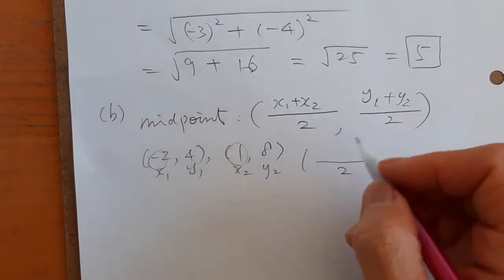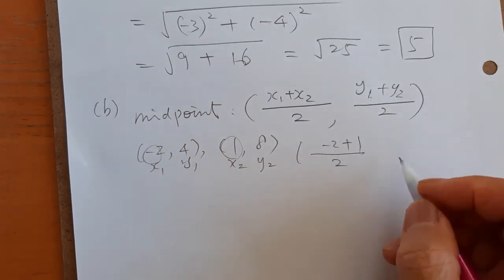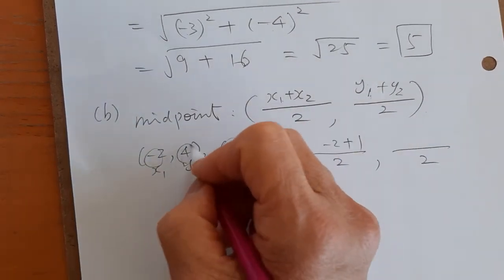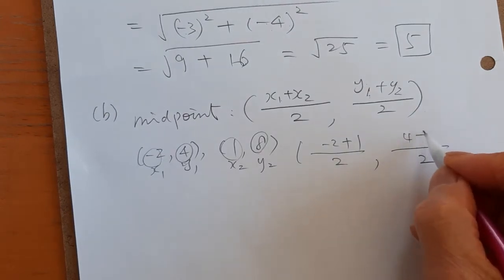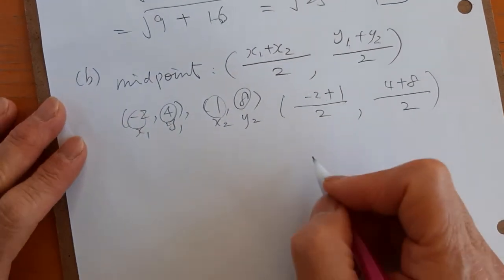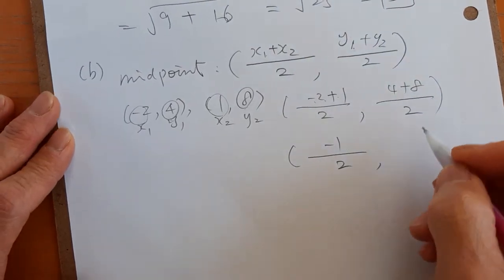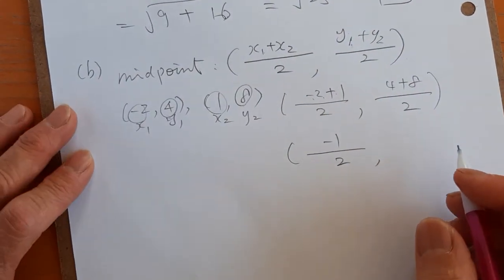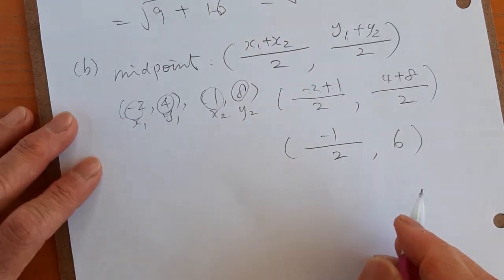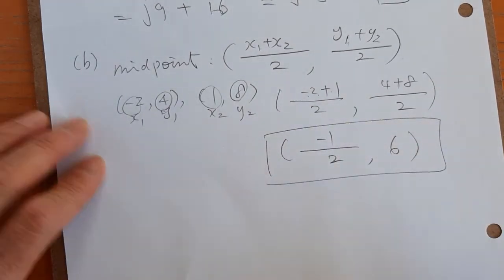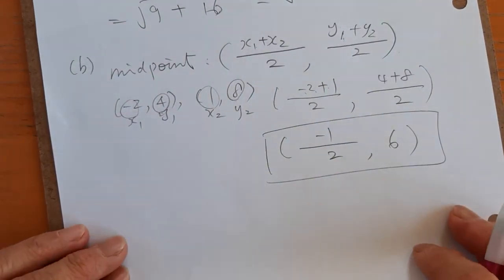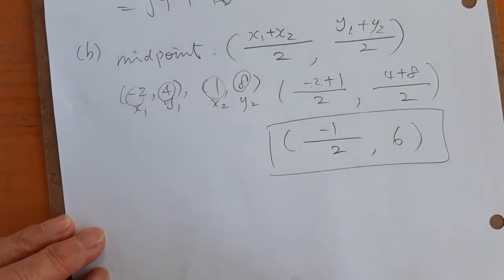The x coordinate, add together, negative 2 add 1, comma. And the y coordinate, add together, 4 add 8. So simplify. Negative 2 add 1 is negative 1 over 2. 4 add 8 is 12 divided by 2 is 6. So that's it, use the distance formula. You are able to get the answer.